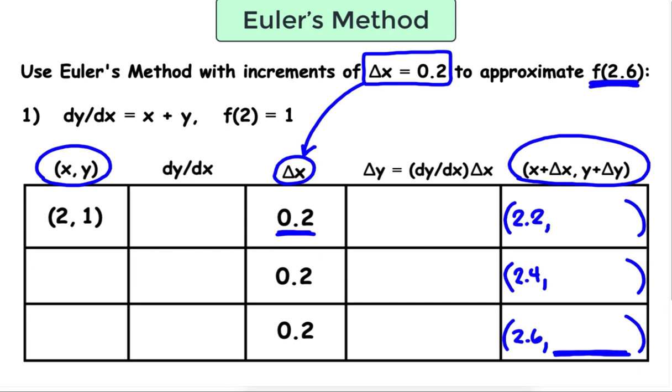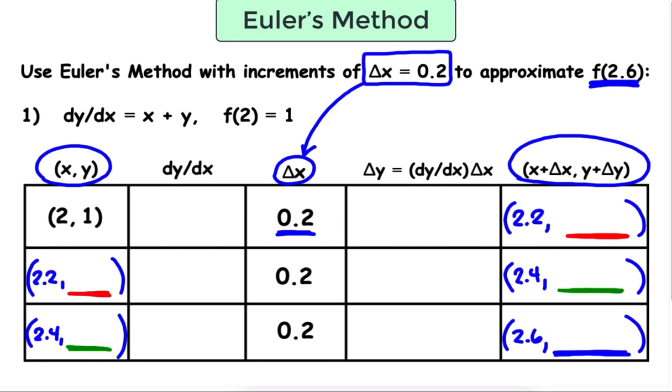I can come over here to the left and do the same thing, 2.2, 2.4. As soon as I know what this is, right here in red, I can copy, cut, and paste it down here. And same thing for the 2.4. As soon as I know what this is here in green, I'll just copy it down here.